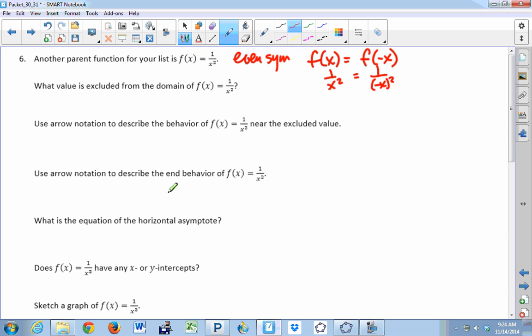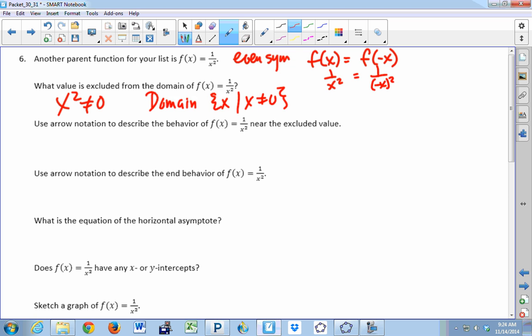What about the domain? Is that different? No, the domain's exactly the same. x squared is in the denominator. x squared cannot equal 0, so x cannot equal 0. So the domain here is exactly the same. It's the set of all x, except x can't be 0.